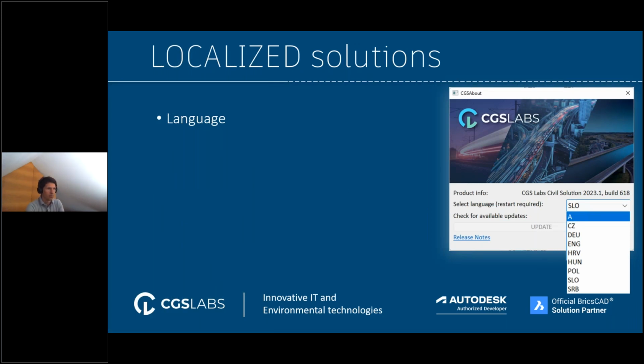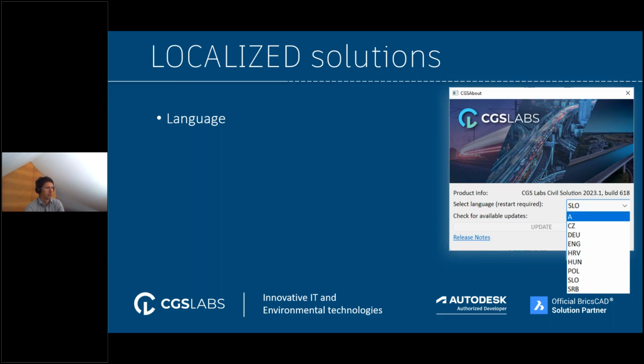Also, all of our software solutions are localized, so we now support 9 languages, which are more or less country dependent. Our Austrian, Czech, German, English, Croatian, Hungarian, Polish, Slovenian, Serbian versions also include in the standards the standard values for cant calculation, cross-section geometry, all those parameters. Although the English version is actually a universal one, and you can adjust those values according to the use in your country.